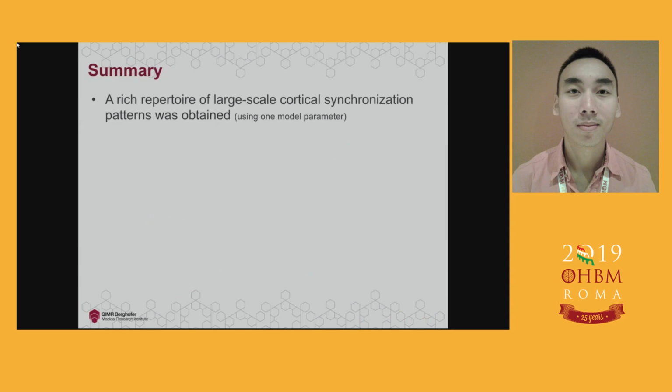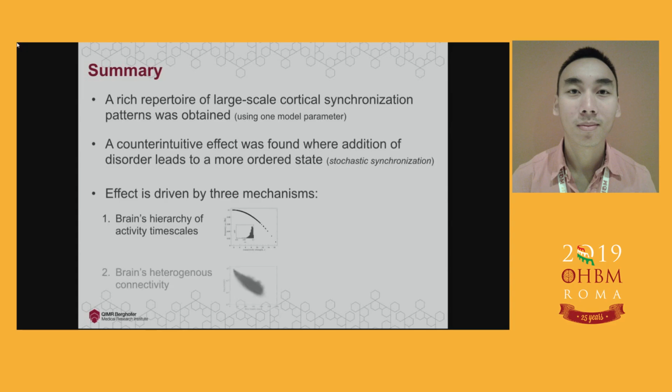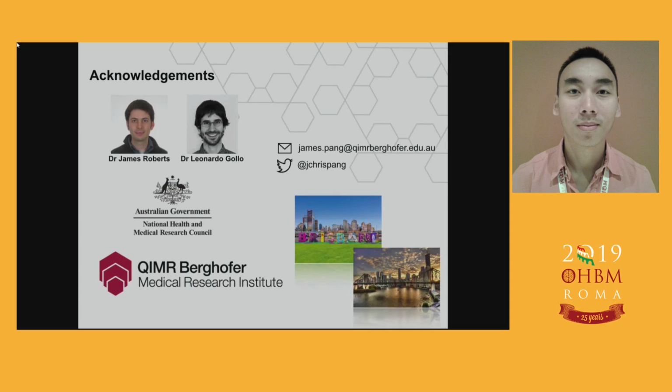So in summary, we've shown here that by using a simple model with just one model parameter, the coupling strength, you can obtain a rich repertoire of large-scale synchronization patterns. We found a very counterintuitive effect called stochastic synchronization, where the addition of disorder is actually not bad. It leads to a more ordered state, but only up to a certain level. And the effect is driven by three different mechanisms: the hierarchy of activity timescales in the brain, the heterogeneity of the connectivity, and the formation of big clusters if you increase the noise.